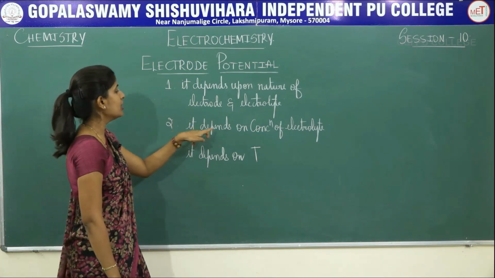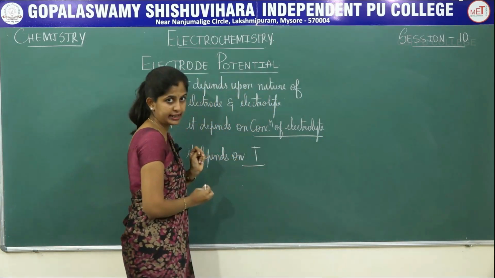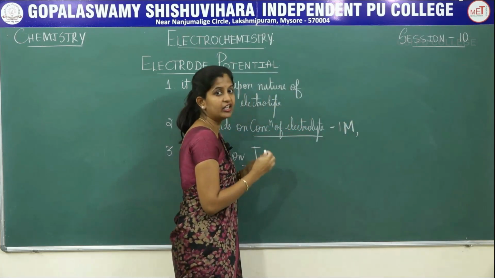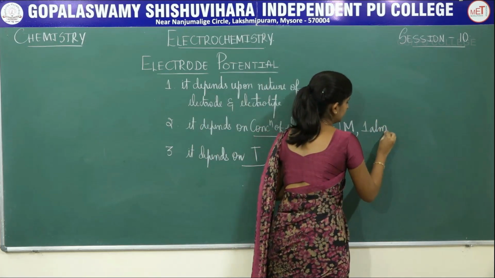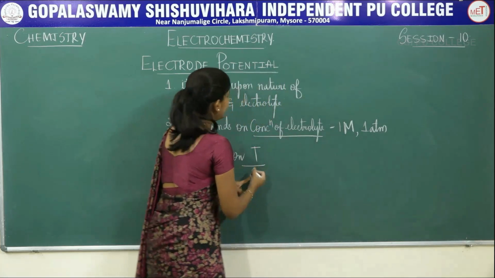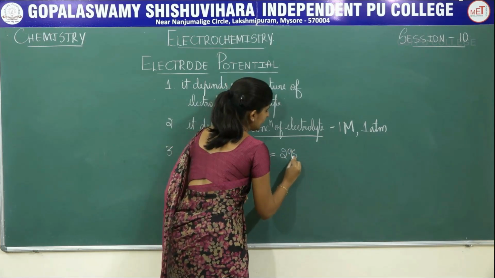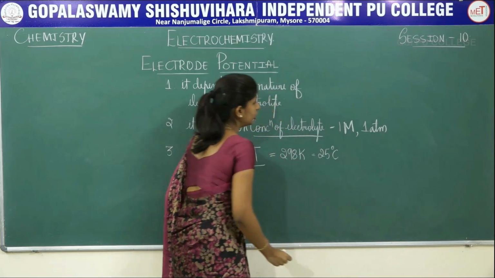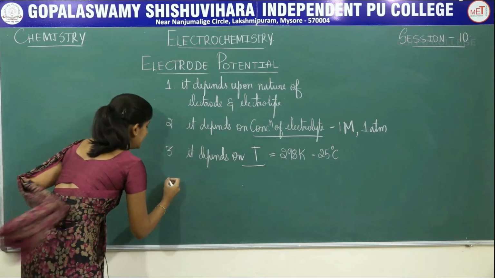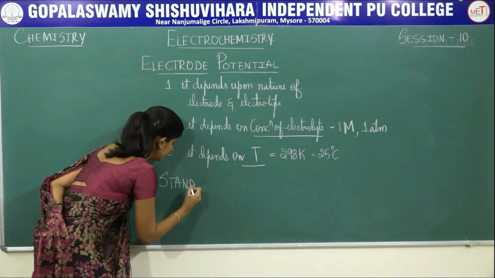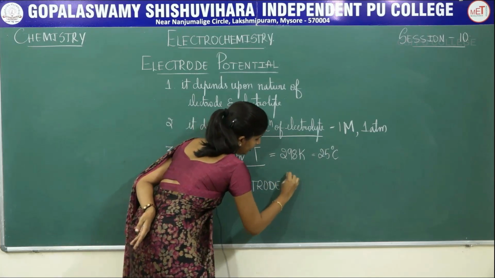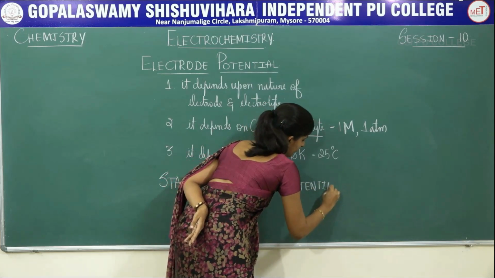If the concentration of the electrolyte and the temperature are kept constant, kept standard, say the concentration of electrolyte is 1 molar, or if it is a gas, 1 atmosphere, and the temperature is at its standard value, 298 Kelvin, that is 25 degrees Celsius, then you call this electrode potential the standard electrode potential.